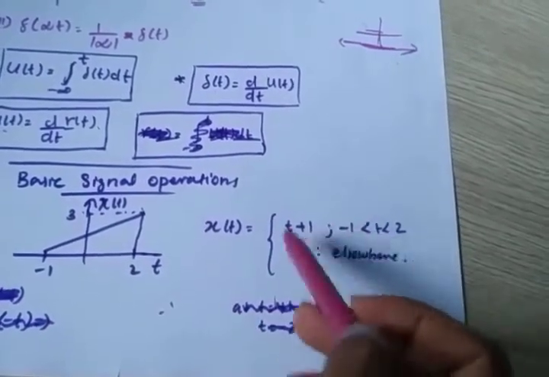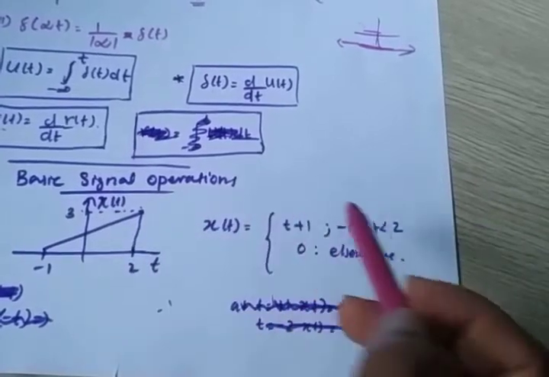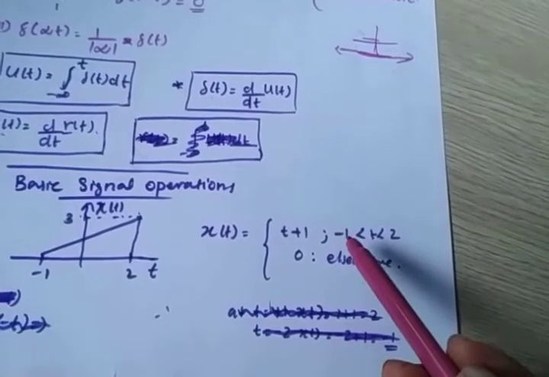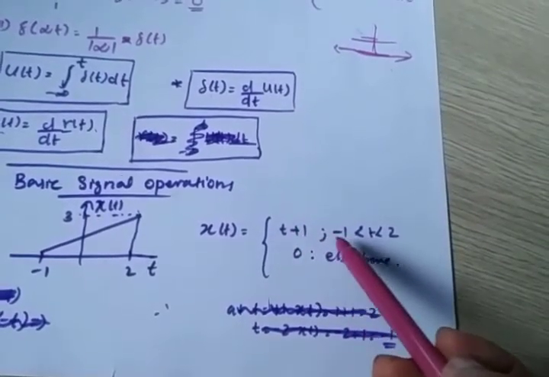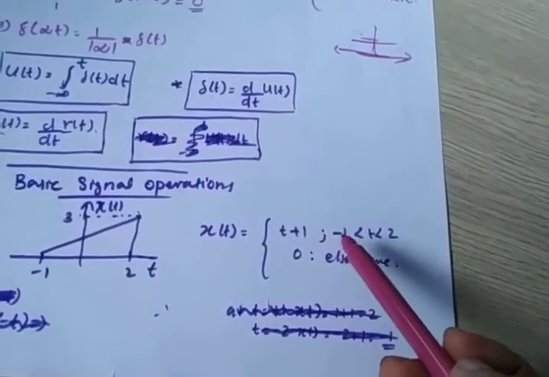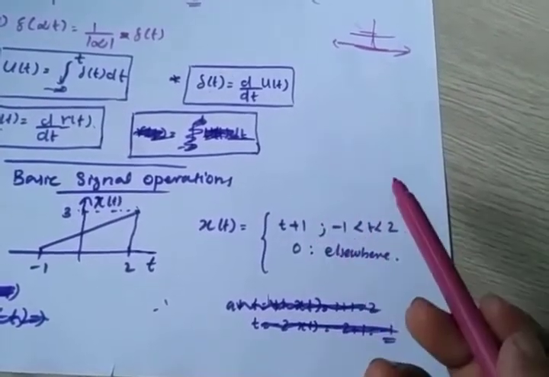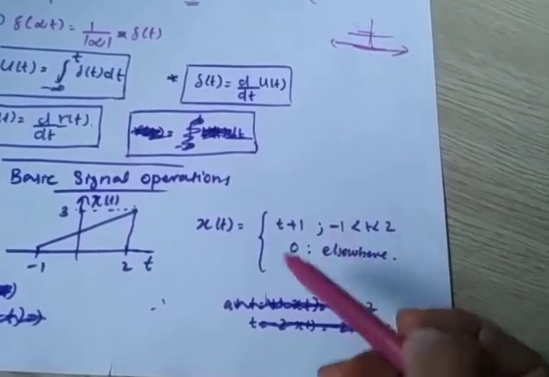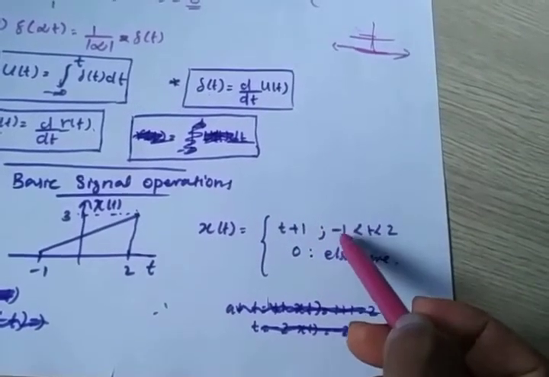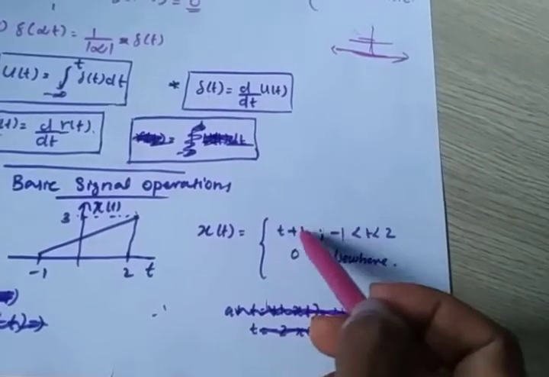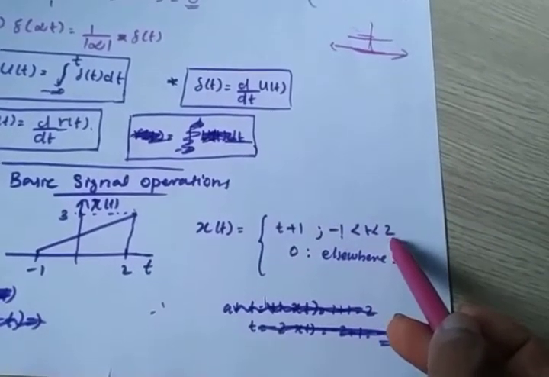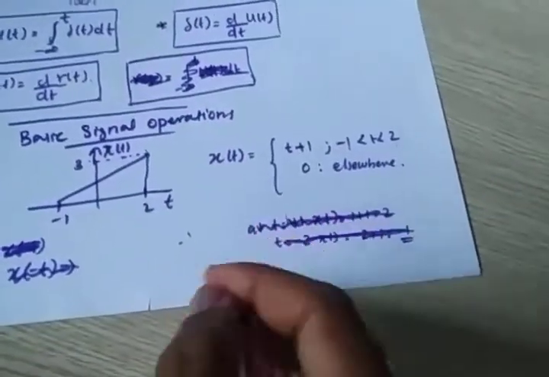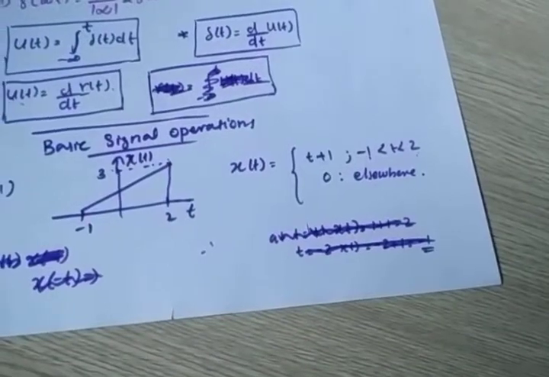If this function is given and you are asked to draw the signal, how will you draw? You first check the range value. This function exists only between these two values. Then check the other condition: what is the amplitude? First you give t value as -1, then you get an amplitude. You take t as 2, then you get an amplitude. Then you complete it. It is like that.